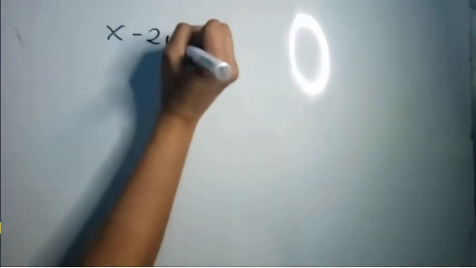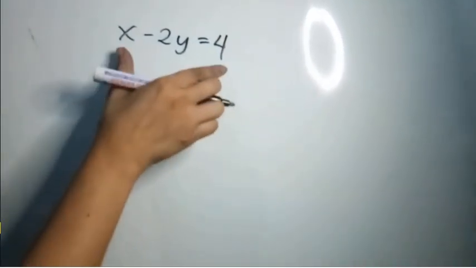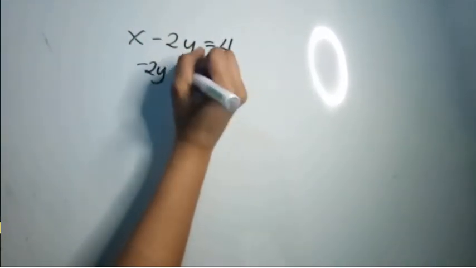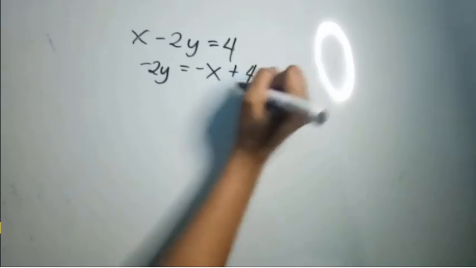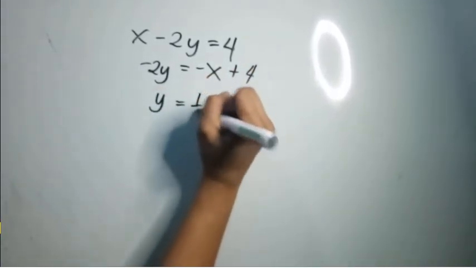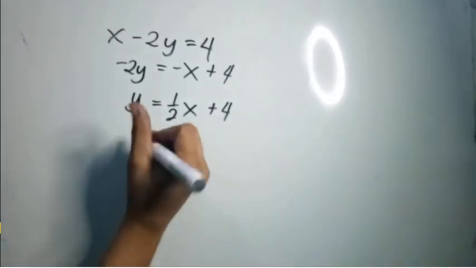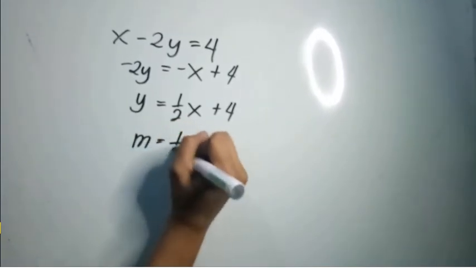Graph the linear equation x minus 2y equals 4 using slope and a point on the line. First, let us transpose the standard form into slope-intercept form. So x minus 2y is equal to 4. We're going to have a slope-intercept form of this equation. Negative 2y is equal to negative x plus 4, so y is equal to 1/2 x minus 2. Then the slope in this given equation is m equals 1/2.